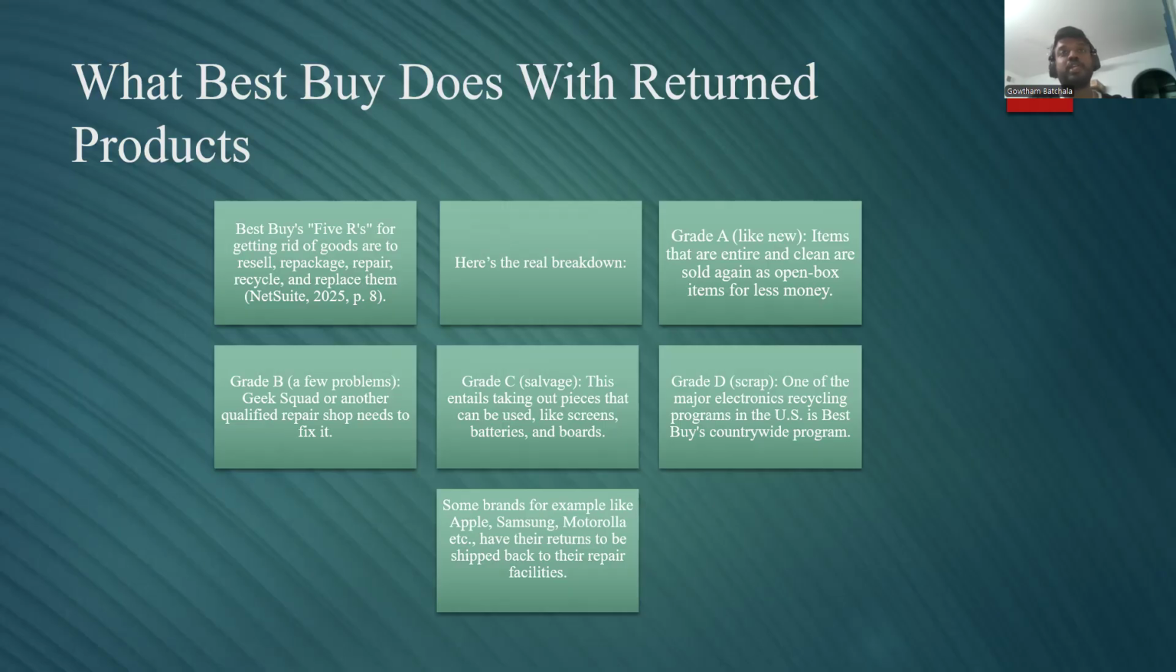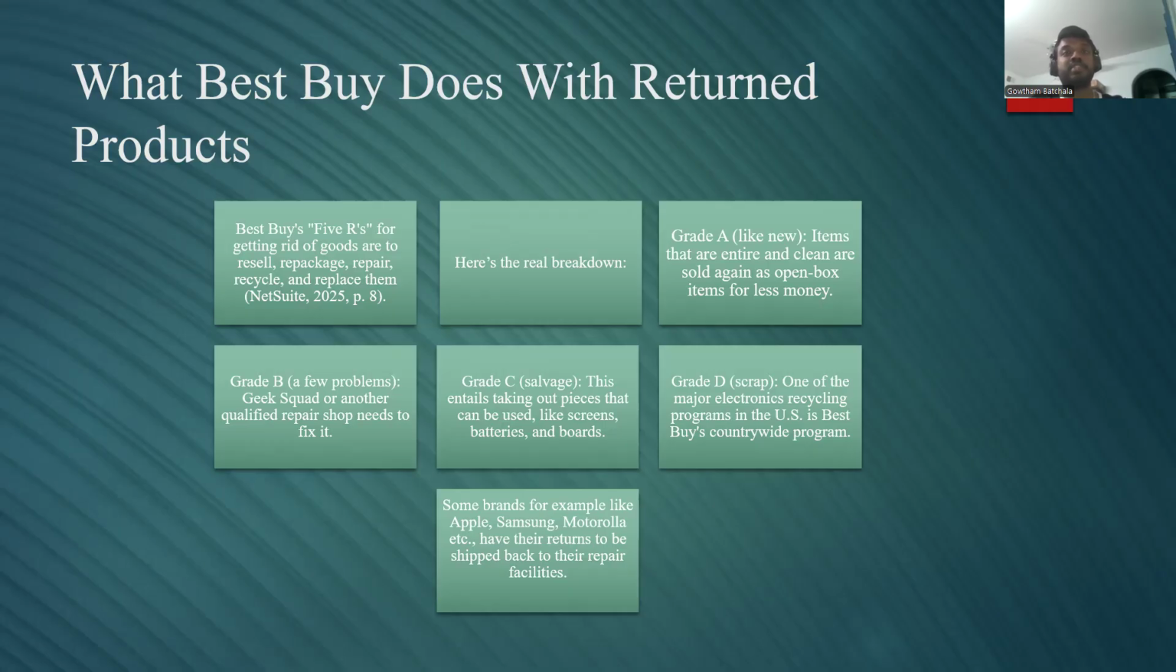And coming to the grade B items, they have minor issues. They can also be repaired. So they have Geek Squad, which handles most of the repairs, like the internal manufacturing team, the tech geeks. And for the grade C items, they are salvaged items. They are taken apart or they are broken. Either batteries or internal boards are saved for refurbishing or recycling.